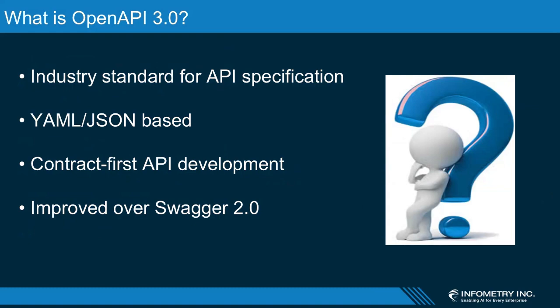So what is OpenAPI 3.0? OpenAPI, we'll bracket it into four topics. The first is industry standard for API specification. OpenAPI 3.0 is a globally accepted standard for describing REST APIs. Because it's an industry standard, tools like MuleSoft, Postman, and Swagger can all understand it. And why YAML or JSON based?